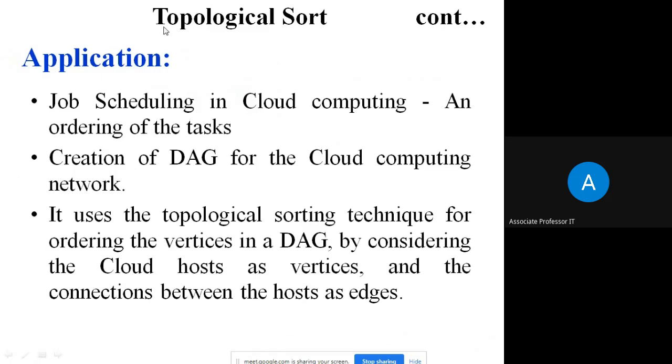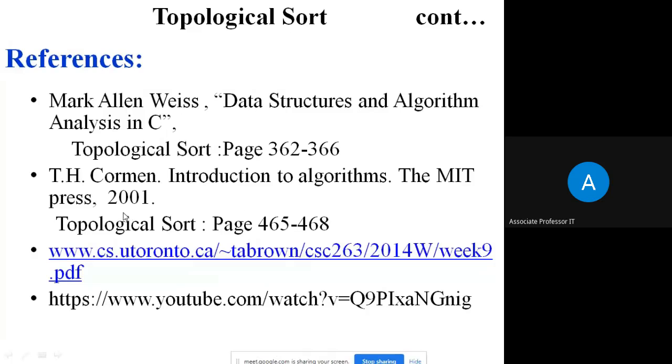What is the application of topological sort? Job scheduling in cloud computing, which is used for ordering of the tasks. Then creation of a directed acyclic graph for the cloud computing network. Finally, it uses the topological sorting technique for ordering the vertices in a directed acyclic graph, considering the cloud hosts as vertices and the connections between the hosts as edges. Is it clear?